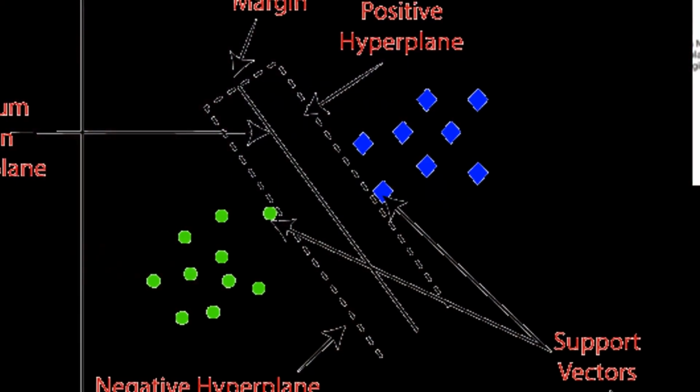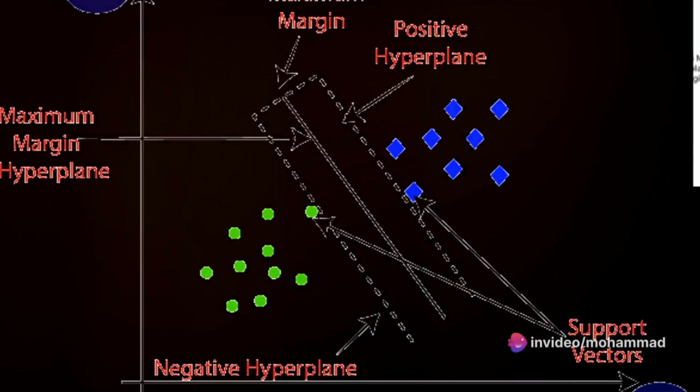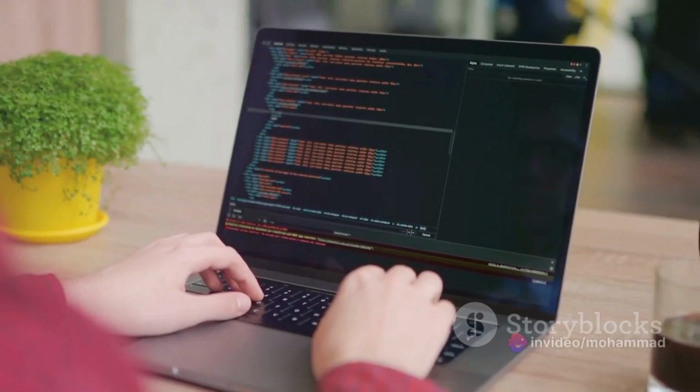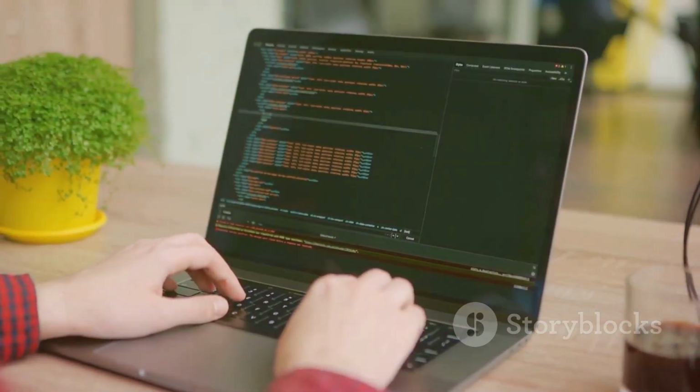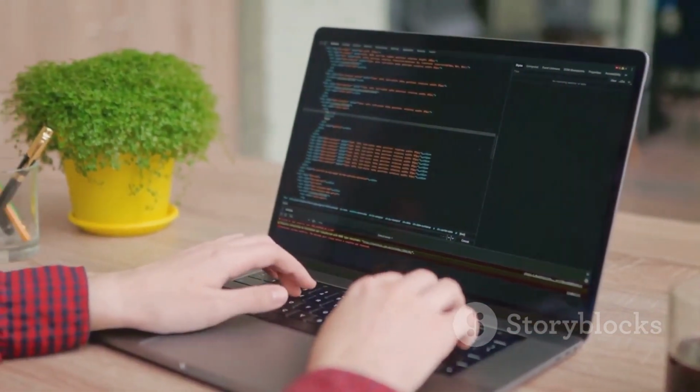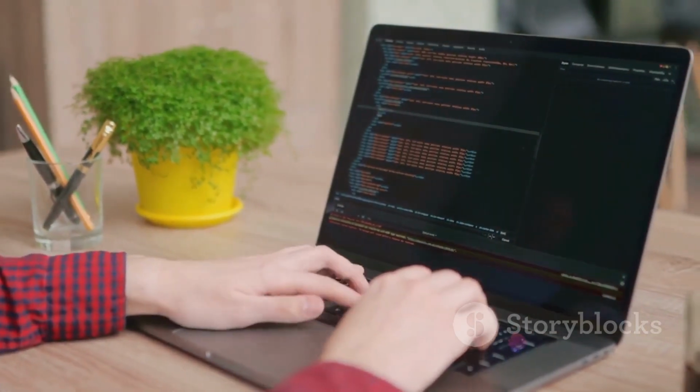We've also explored the two types of SVM, linear and nonlinear. The former uses a straight line to distinguish classes, while the latter adds extra dimensions to separate nonlinear data. Our journey took us to the practical side of SVM, demonstrating its implementation in Python with the SVC class from the Sklearn.svm library.